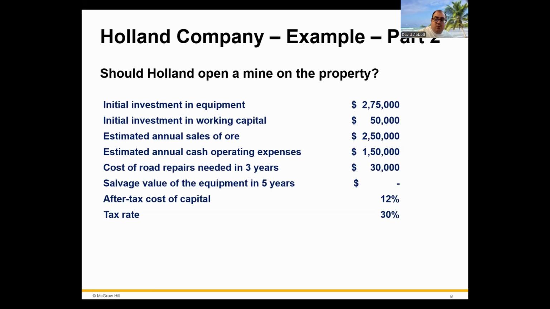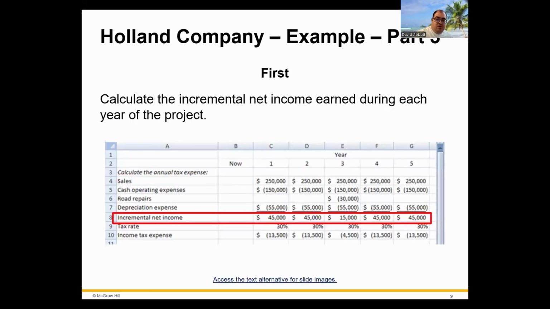So the initial investment in equipment is going to be $270,000. The initial investment in working capital is going to be $50,000. The estimated annual sales of ore would be $250,000. The estimated annual cash operating expenses are $150,000. The cost of road repairs needed in year 3 would be $30,000. There won't be a salvage value on the equipment. And the after tax cost of capital is 12%, and the tax rate is 30%.